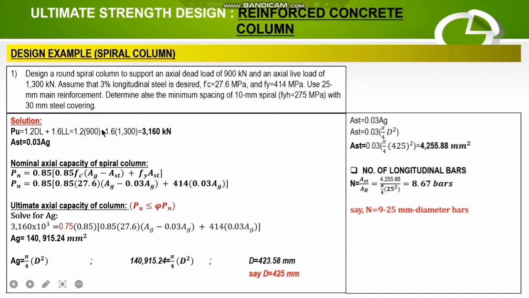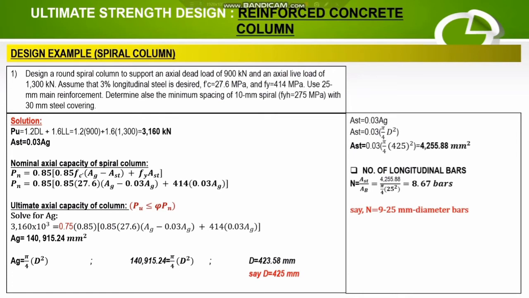So solution, since the actual loads are given, we need to solve for the factored axial load using the combination of 1.2 DL plus 1.6 LL. So plugging in with the equation, P sub U is equal to 1.2 times 900 plus 1.6 times 1300, then the value of our P sub U is equal to 3160 kilonewtons. Then AST is equal to 0.03 Ag.